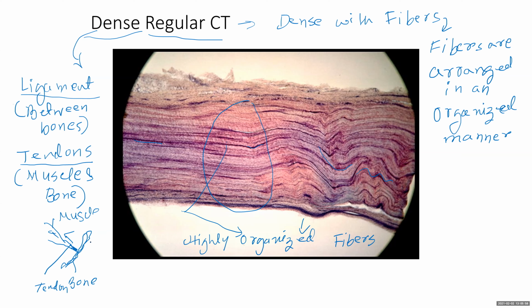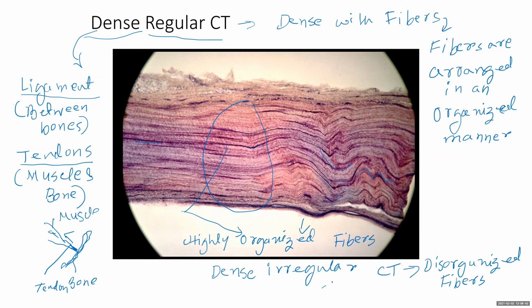Dense irregular connective tissue. Although we are not really studying that, I'll give you one example. Dense irregular connective tissue. Of course, you can imagine what it would be like. The fibers are disorganized. Why is that? Because dense irregular connective tissue is present in places where the tension, the push and pull, is coming from multiple directions, not just one direction. So the fibers run in every possible direction. One example of where you find dense irregular connective tissue is in the heart valve.